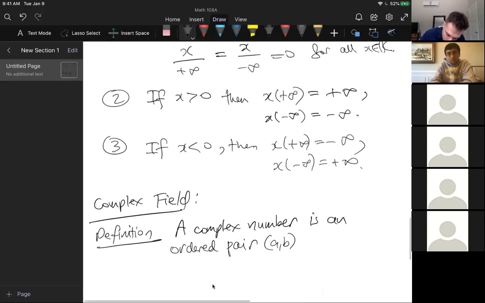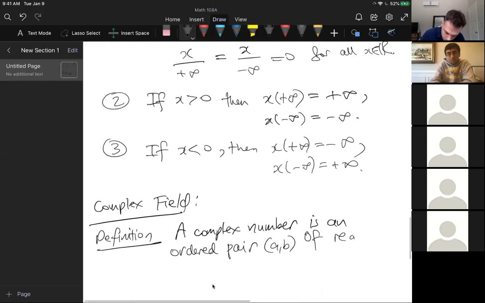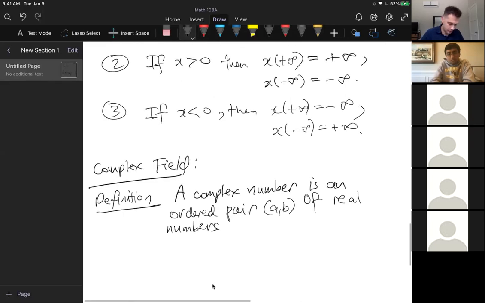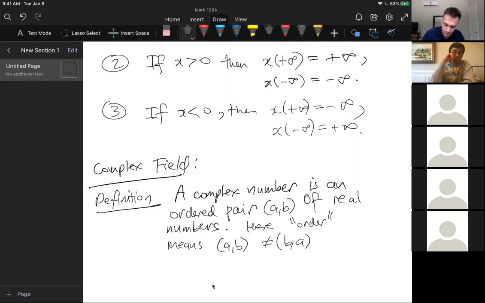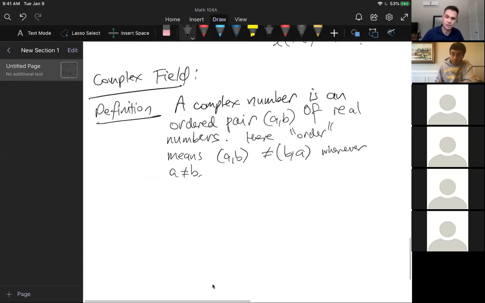A complex number is an ordered pair of real numbers. When I say ordered pair, it means that you can't just swap the places. So (A, B) is not equal to (B, A) whenever A is not equal to B. The order inside the tuple matters.